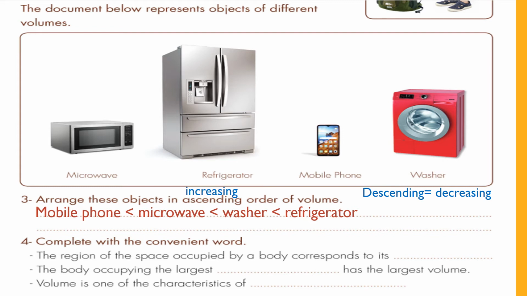Number 4. Complete with the convenient word. The region of the space occupied by a body corresponds to its volume. So we call it volume, the region of space. The body occupying the largest space has the largest volume. Since space is the same as volume, so the one with the largest space has the largest volume.